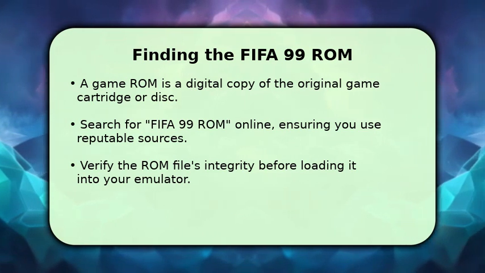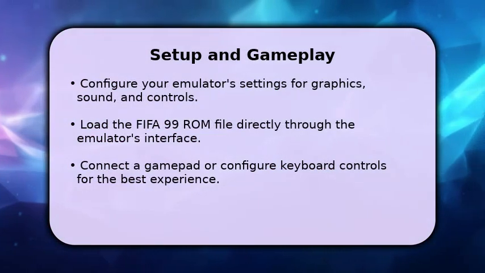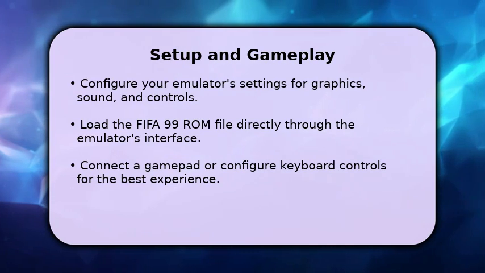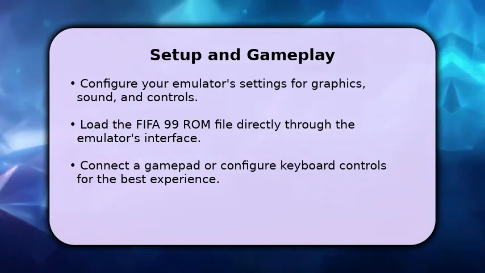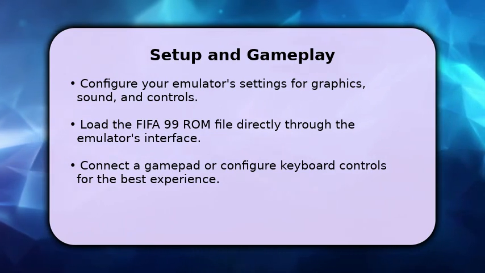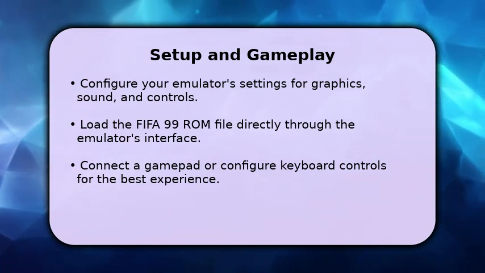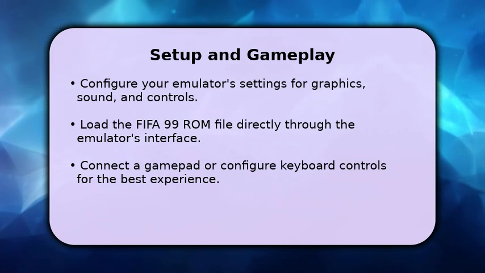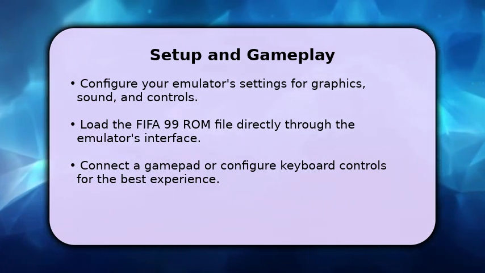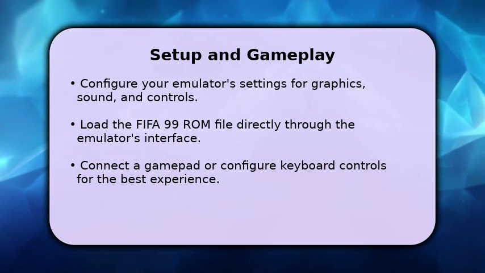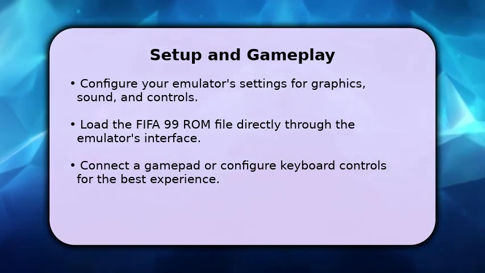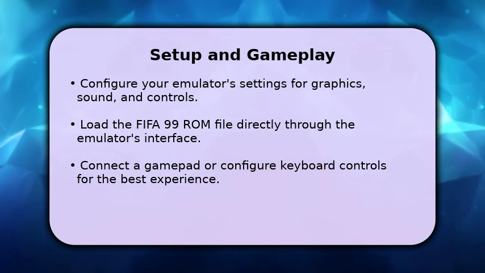to load it. Finally, with your emulator and ROM ready, it's time to set up and play. Open your chosen emulator and navigate to its settings to configure video, audio, and control options. Many emulators allow you to map keyboard keys or connect a USB gamepad for an authentic feel. Load the FIFA 99 ROM file, and you'll be ready to hit the virtual pitch and enjoy the classic gameplay.